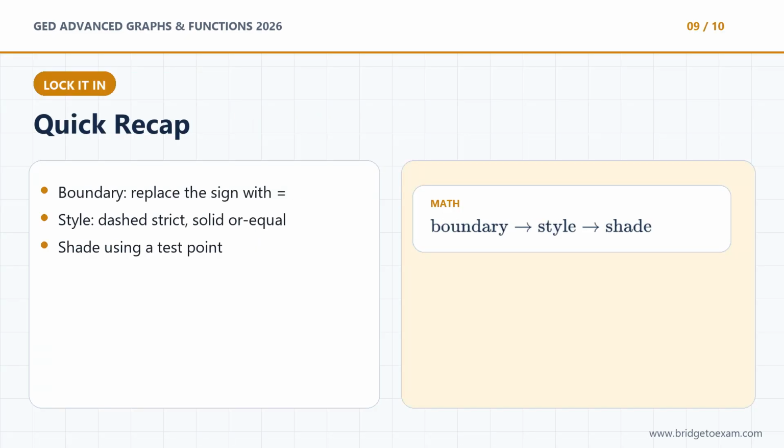Let's lock it in. Graph the boundary by replacing the inequality with equals. Choose dashed for strict, solid for or equal. Then use a test point to decide the shaded side. Every point in the shaded region is a solution. Three clean steps: boundary, style, shade.